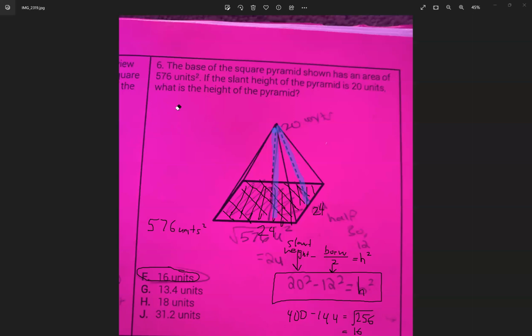Slant height minus base or width divided by 2 equals height squared. Slant height, base by 2. Okay, all right, that one's good. That was 6. Let's see what else you got.